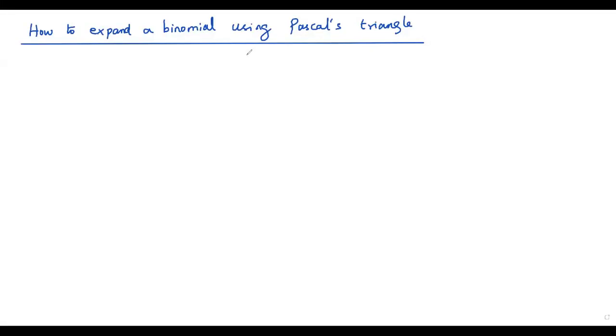In this video, we are going to see how to expand a binomial using a Pascal's triangle. First, let me construct the Pascal's triangle. For that, let me write 1 over here. In the next row, again, I'm writing a 1 and again 1 over here. Now in the next row, again, I start with 1.